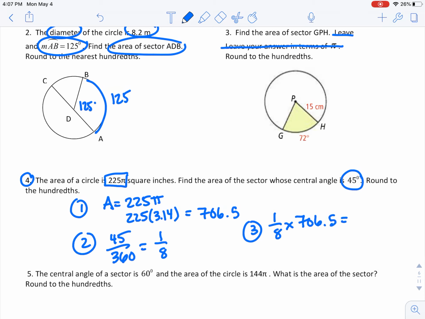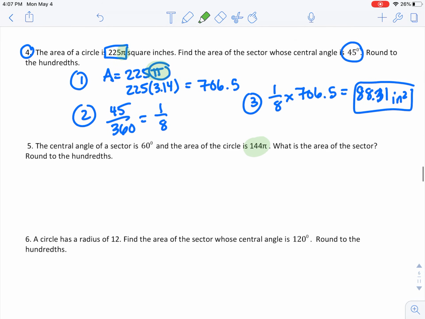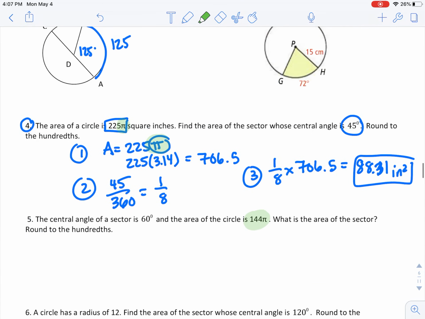Then step 3, like always, I'm going to multiply. That gives 31 inches squared. The one thing that was weird was that little pi that you saw, and that's going to happen here as well. So just make sure if you see the pi there, it just means multiply by 3.14. Go ahead and finish pages 5 and 6 for your work today.